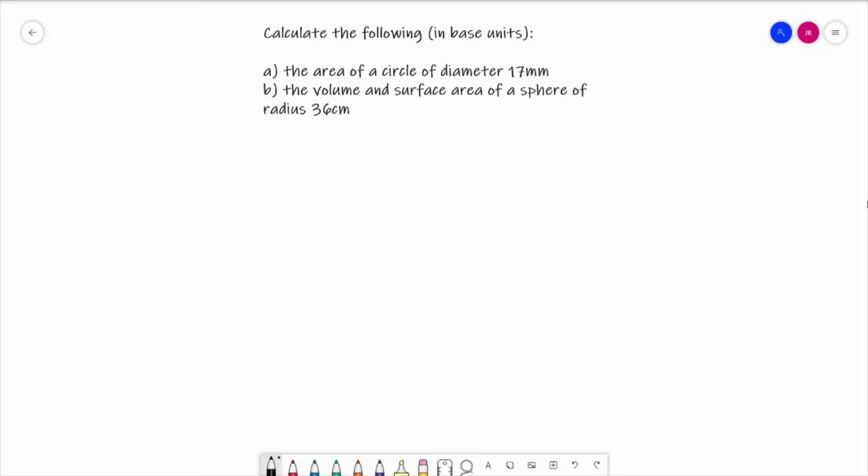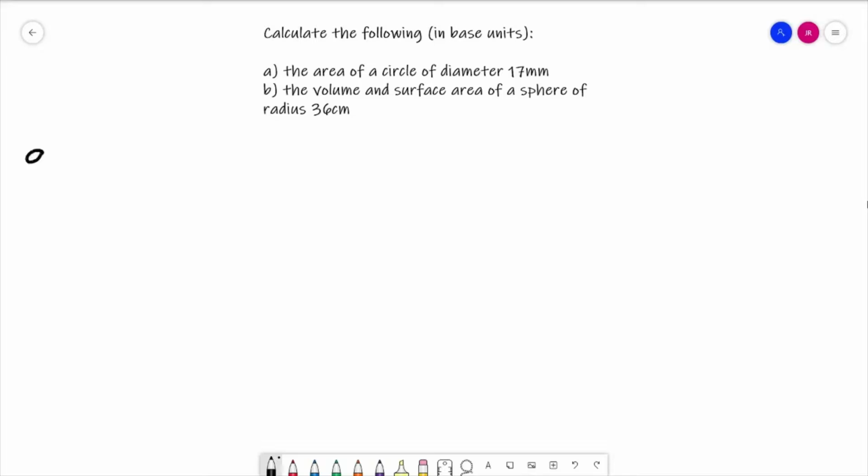So here is your question for this video. Calculate the following in base units. A, the area of a circle of diameter 17 millimetres, and then B, the volume and the surface area of a sphere of radius 36 centimetres. So at this point, pause the video, go and have a go at those questions, and then come back when you think you've got an answer.